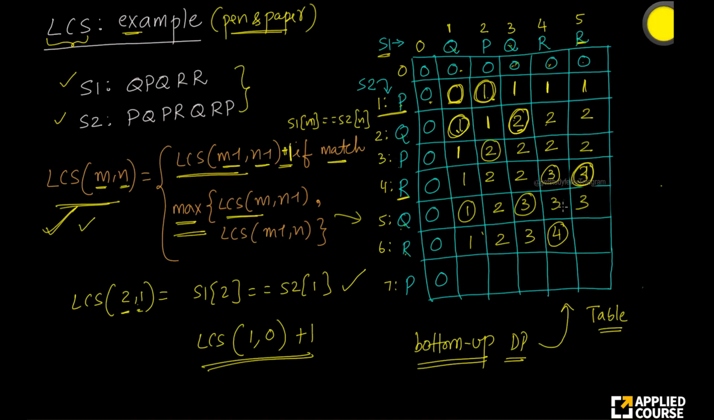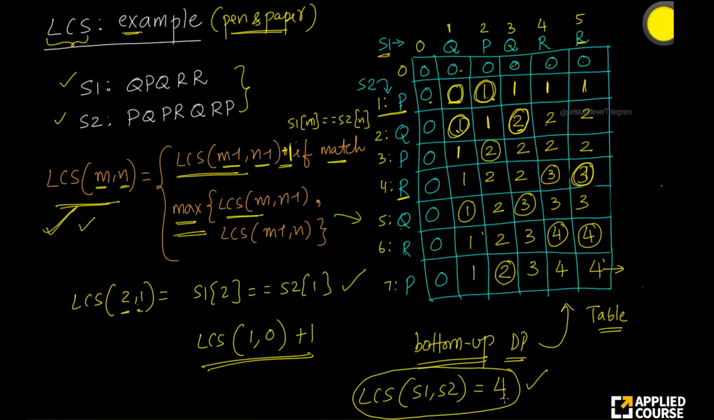R and R match. So 3 plus 1, 4. So whether I take this 3 plus 1 or I take the max of both of them, it results in the same thing. Okay, so 1, 2, this 2 again, because P and P are matching, it's a match here, right? 3, 4 and 4. Okay, now comes the fun exercise. Now what do we have finally here? We have 4 here, which means the longest common subsequence between strings S1 and S2 has a length of 4, right? It has a length of 4.